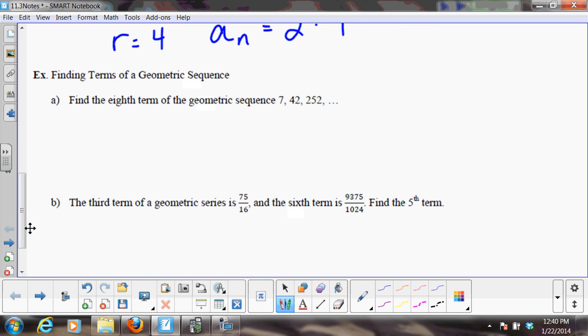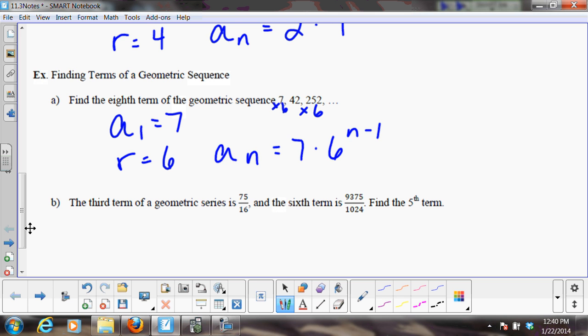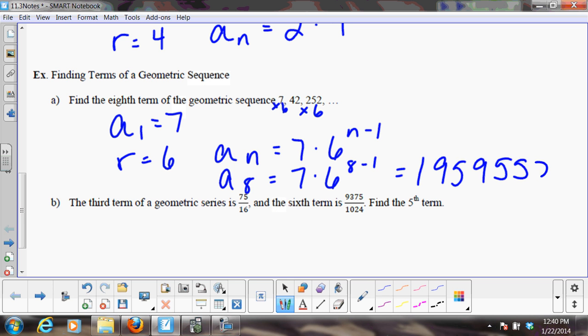Finding terms, finding the eighth term. Well, you could keep going with this, like to get from 7 to 42 times by 6, to get from 42 to 252 times by 6. So you could keep going, do the next 5. Or we'll write a formula. The first term is 7, r is 6, so a sub n equals 7 times 6 to the n minus 1. So if I want the eighth term, I'm going to plug 8 in for n. This comes out to be 1,959,552.